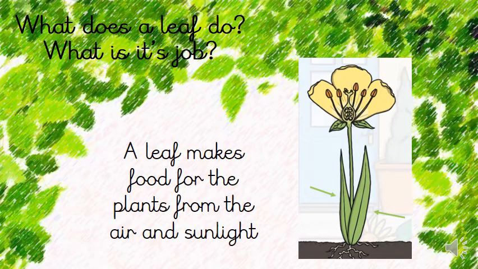So we've been talking a lot about the different parts of the flower. So let's look in more detail. So what does a leaf do? What's its job? Well, a leaf makes food for the plants from the air and the sunlight. So all of the sunlight, the leaf catches it and it makes food for the rest of the plant, which is why, if it's sunny, lots of plants grow up taller and stronger and they're brighter colours.